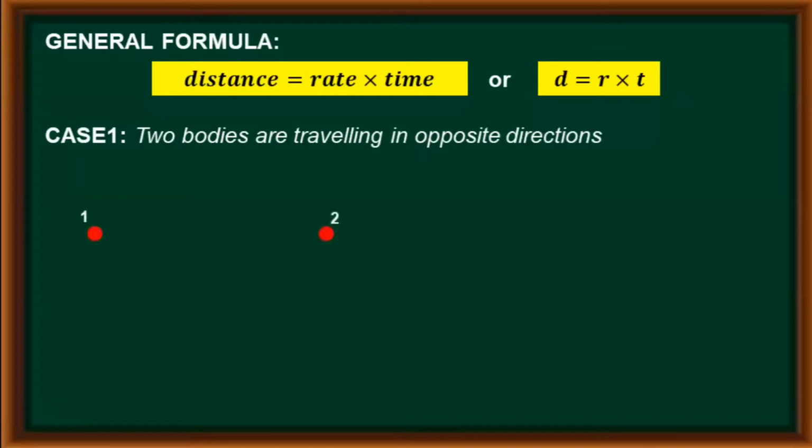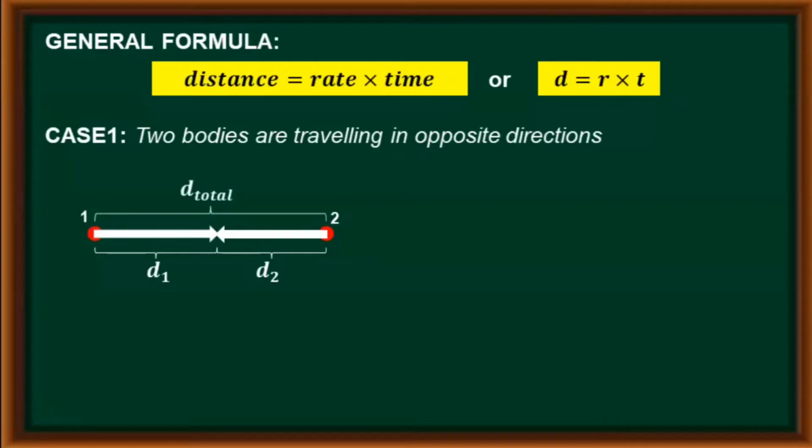For instance, if we have two objects, and object number 1 travels towards the direction of object number 2 with a distance traveled denoted by d sub 1, and object number 2 travels towards the direction of object number 1, and the distance traveled is denoted by d sub 2, and at a certain time they meet at a given place. So the total distance traveled by the two objects when they meet is denoted by d sub total.